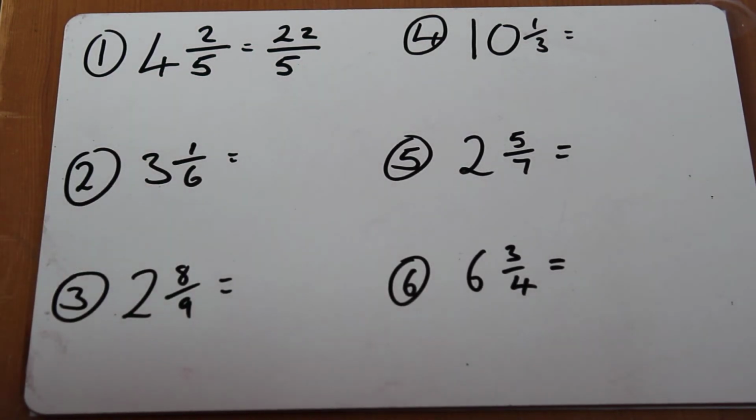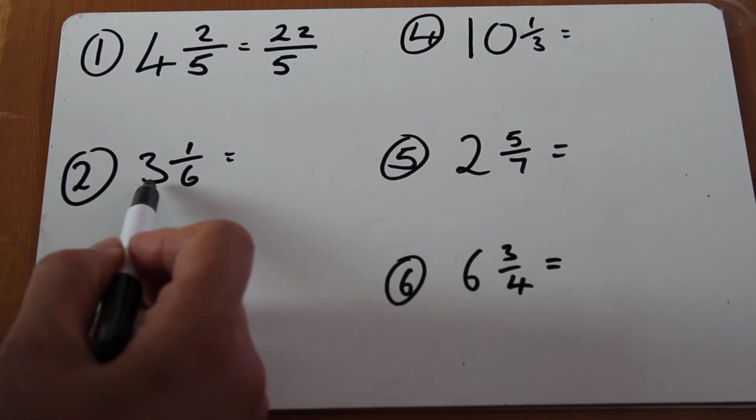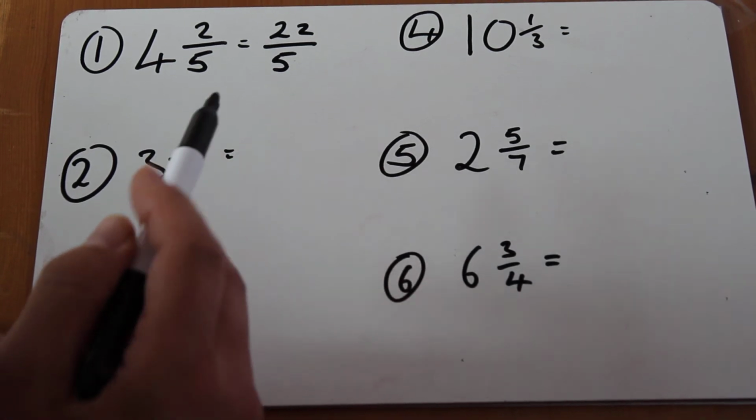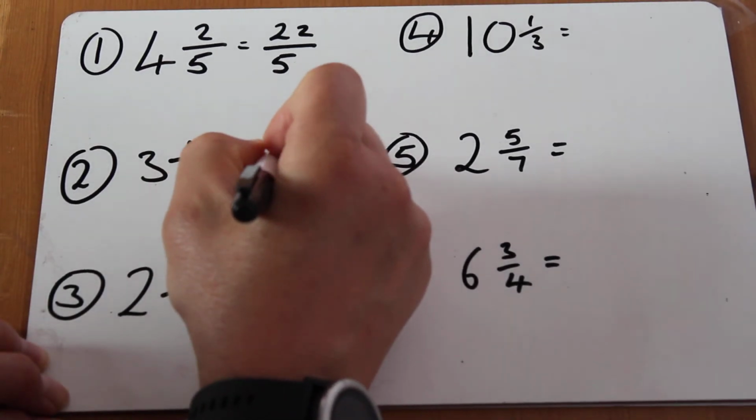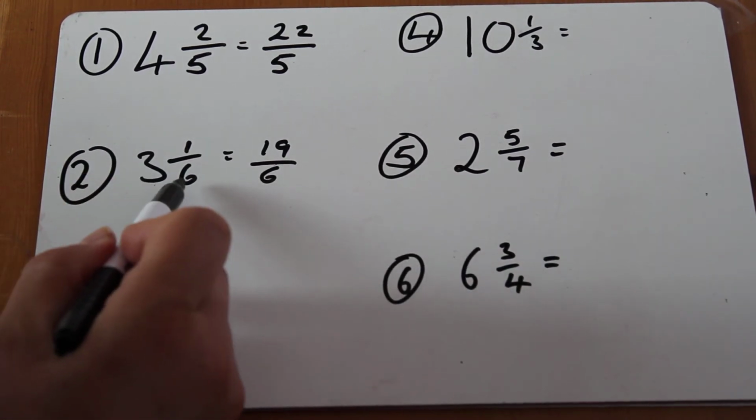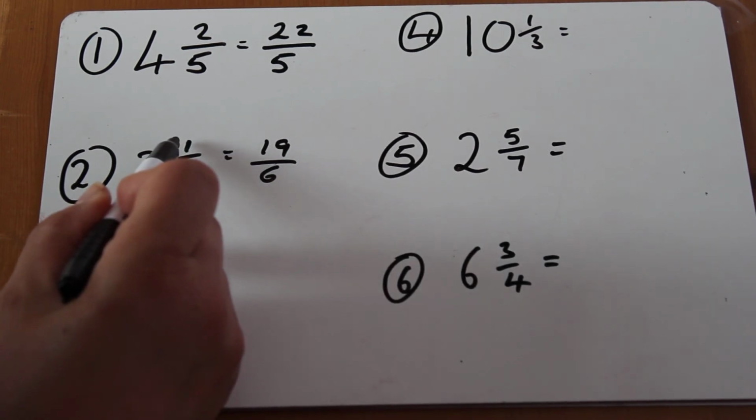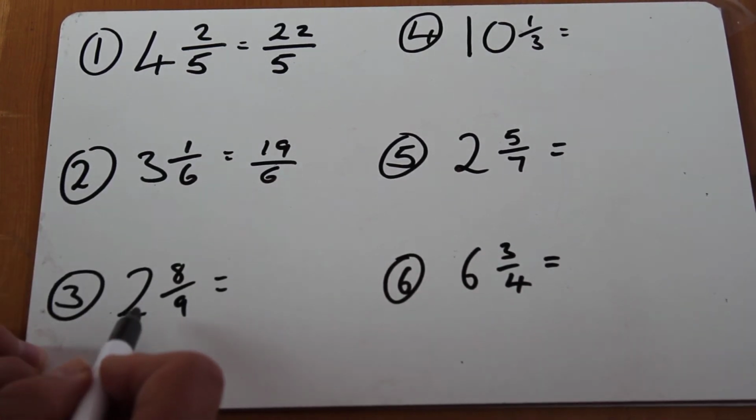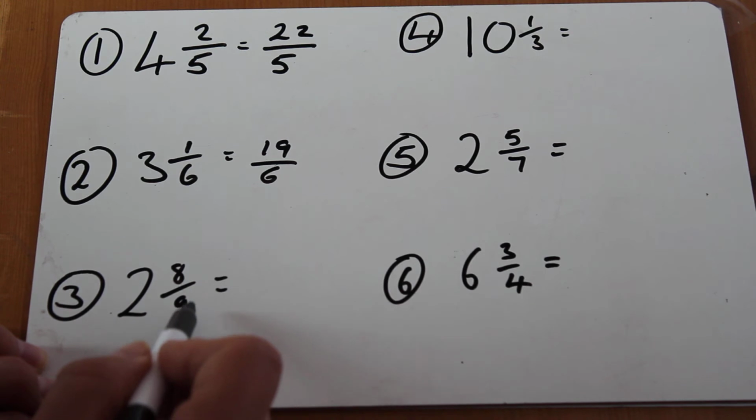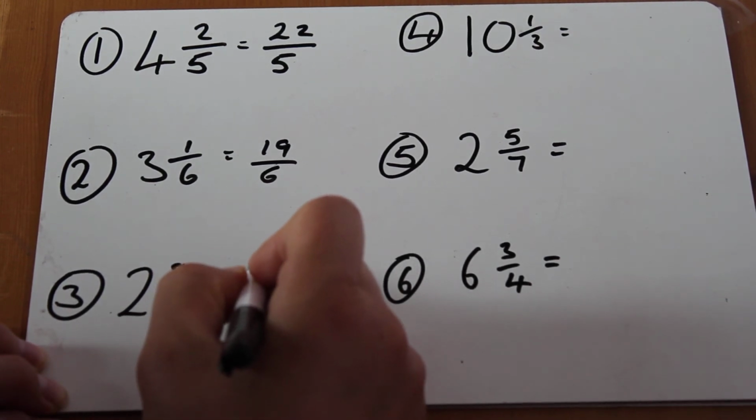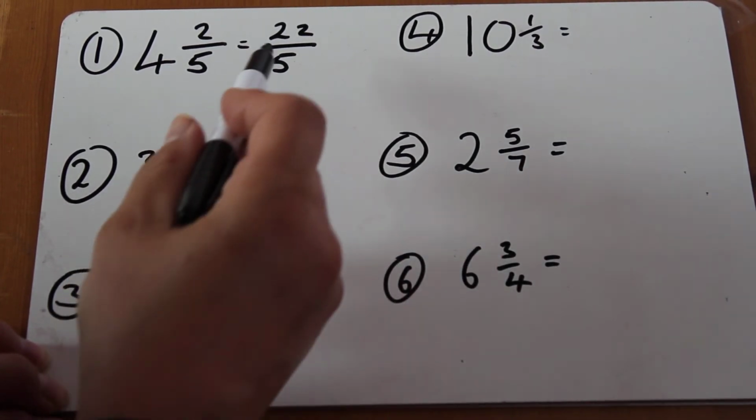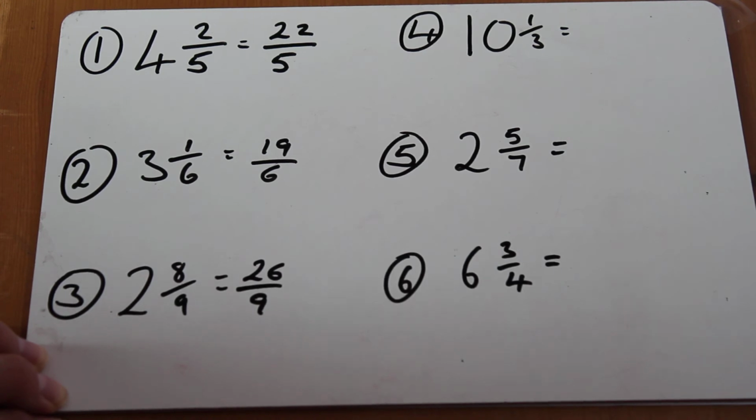If we look at this one, 3 1/6, I do the whole number, 3 times the 6, which gives me 18, plus the 1, which gives me 19. So that gives me 19 over 6. 3 times 6 is 18, plus 1 is 19, 19 over 6. If I look at this one, following exactly the same pattern, 2 times 9 is 18, plus the 8 is 26 over 9. Notice the denominator in every example stays exactly the same. That doesn't change.